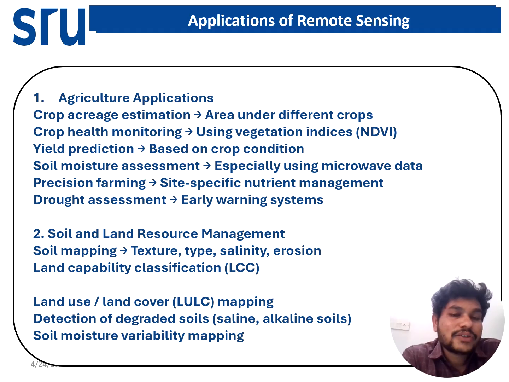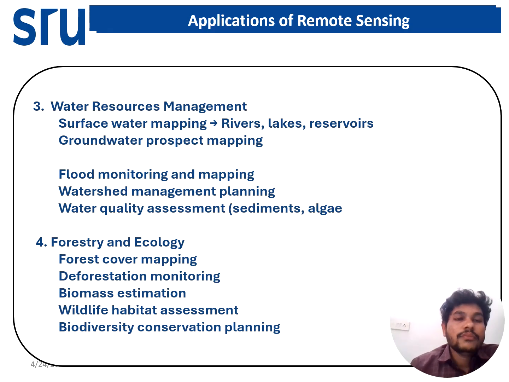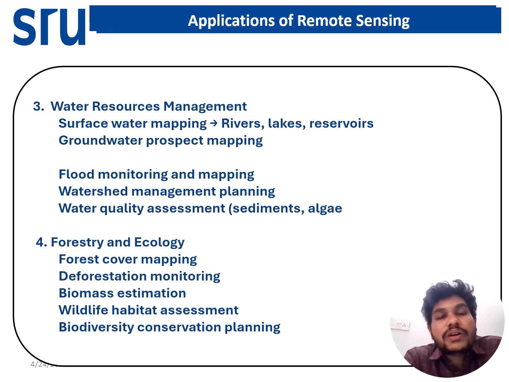Then soil and land resource management, like mapping the soil, saline soil, erosion soil, salt affected soil, acidic soil. Then also used for land capability classification purpose. Then for land use land cover mapping and detection of degraded land, soil moisture variability mapping. They are also used for water resource management, like mapping of the groundwater, mapping of the surface water, then flood, then watershed management, and water quality assessment also.